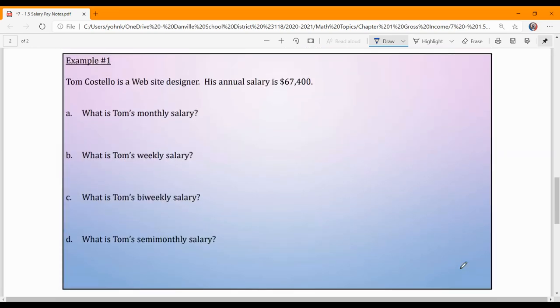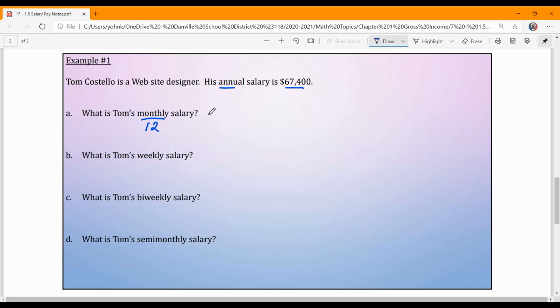Number 1, Tom Costello is a website designer. His annual salary is $67,400. That means he gets paid $67,400 a year. So part A says, what is Tom's monthly salary? So I want to figure out what his paycheck is every month, and monthly means 12.